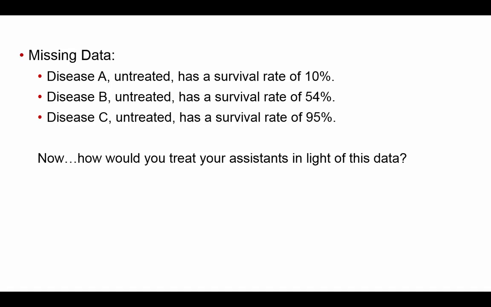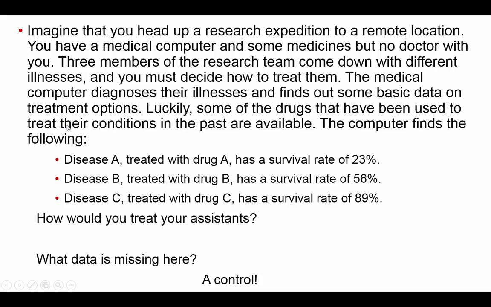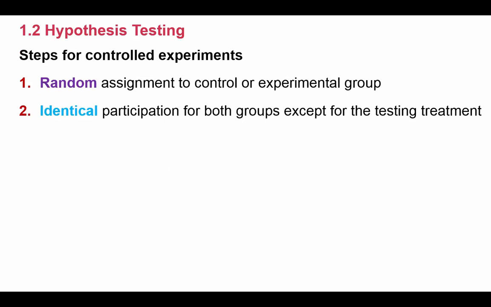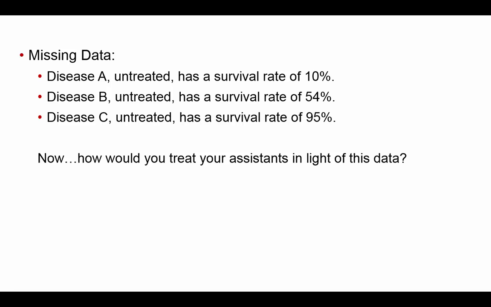Look at disease B. Disease B left untreated has a survival rate of 54%. So it's about the same whether you treat it or you don't. Disease C, if untreated, has a survival rate of 95%. So this data tells us if you don't treat it, 95% of them are going to survive. However, if you treat it, only 89% of them are going to survive. So does this missing information change how you would actually respond to this situation? Absolutely. So controls are important because they tell us what would happen if they don't receive the change, or that independent variable.